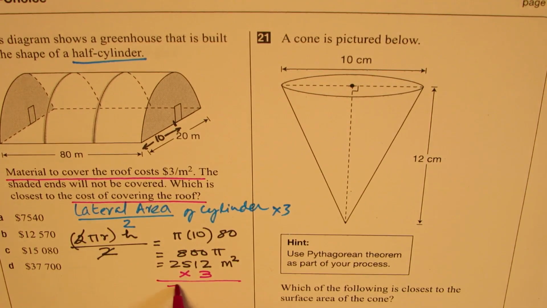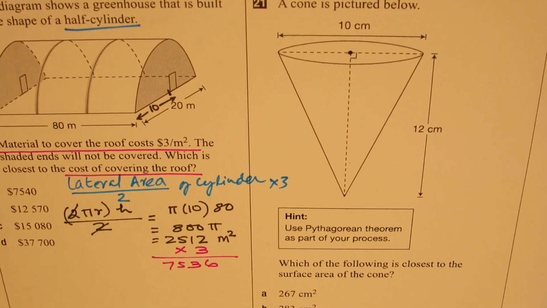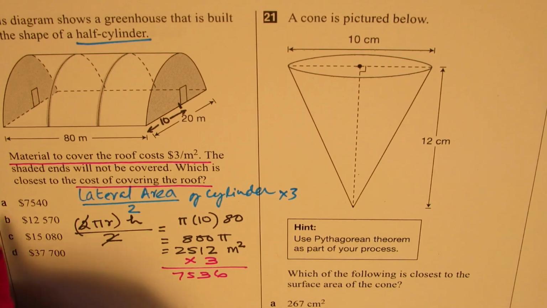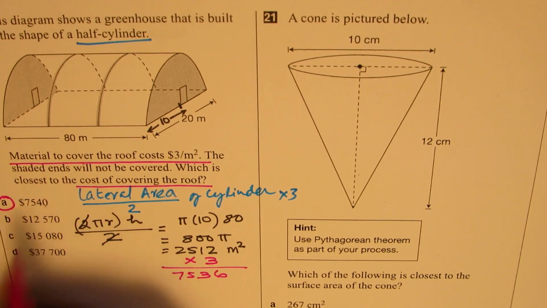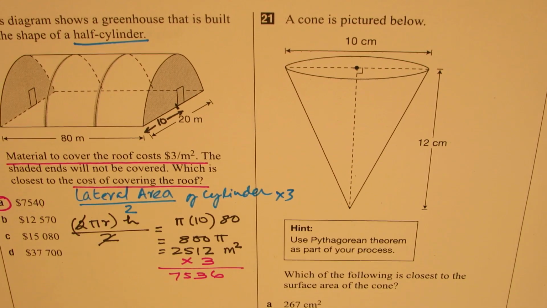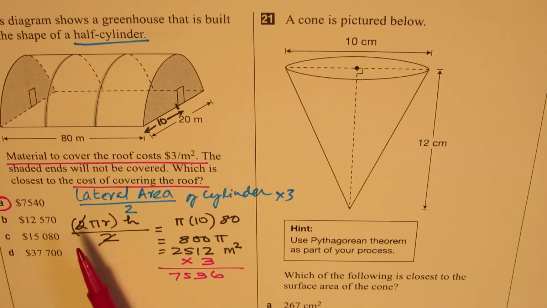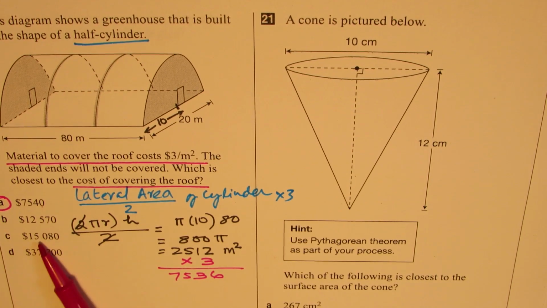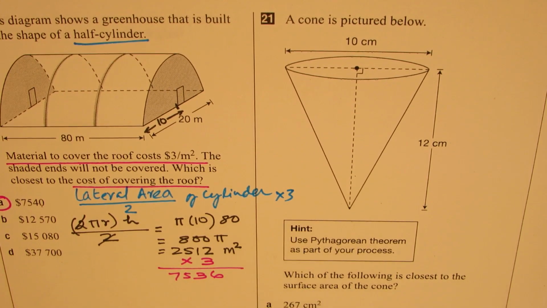So we get this as 7536, correct? So that becomes the answer. 7536 is close to A, which is 7540. So A is the right answer. Is that clear to you? Slightly difficult question. I'd like you to understand the concept. Go through the surface area of cylinder formula and understand. Is that okay? Now let's look into the second question, which is question number 21.